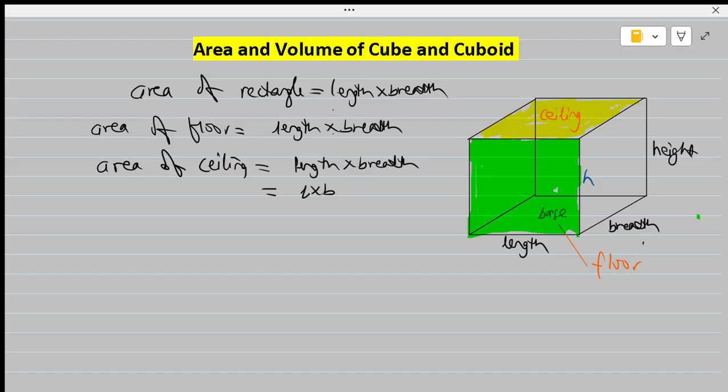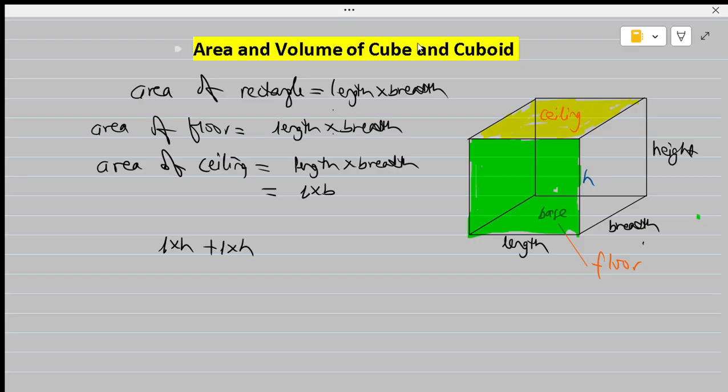It's also a rectangle, and to find its area we have to multiply its two dimensions, length and height. So the area of the wall along the length is length into height, and such a wall exists at the back side also. So L into H plus L into H gives the area of two walls along the length.